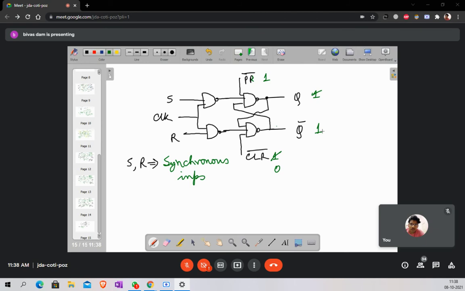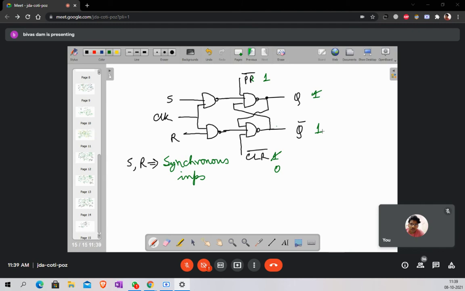So what I find is that the memory will eventually reset as soon as my clear bar becomes 0. And this resetting action has got nothing to do with the clock level. Whatever may be the level of the clock, the memory may be reset by forcing CLR bar 0. So this CLR bar is once again an asynchronous input. It is not operating in synchronism with the clock.